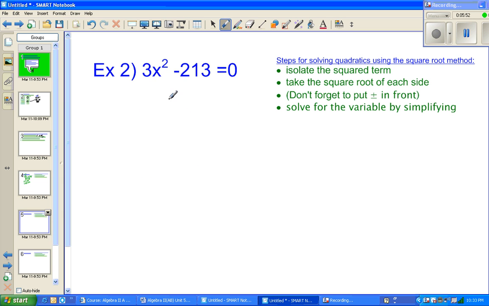Now, if you look at this example, the squared term is not by itself yet. That 3 does not belong to the exponent of 2, so I'm going to need to get rid of that as well. But you always want to work towards this. So the first thing we're going to get rid of is this minus 213 right here. We're going to add 213 to each side.